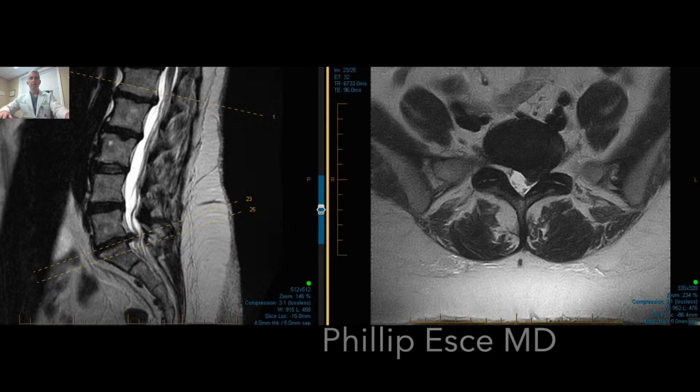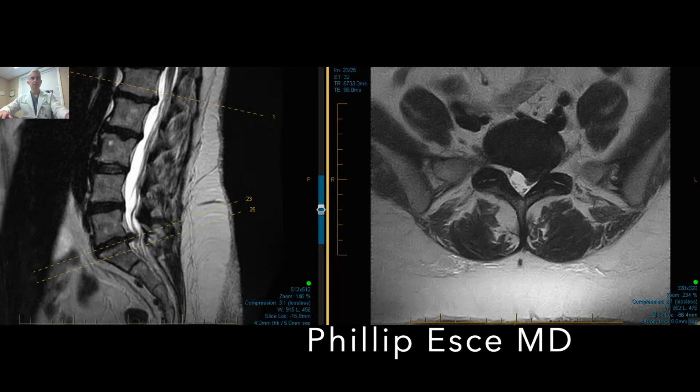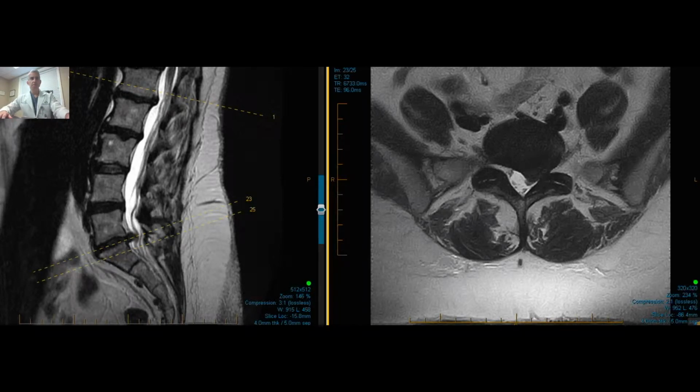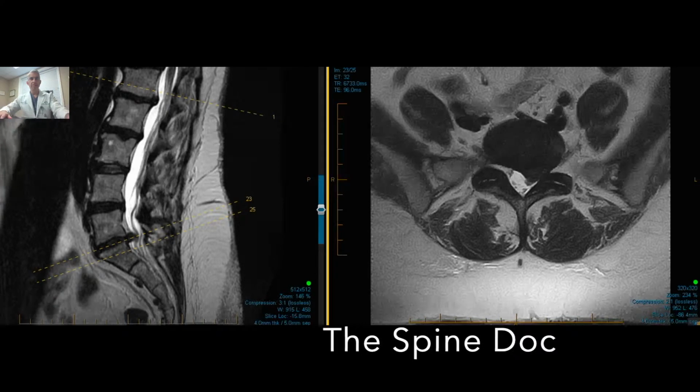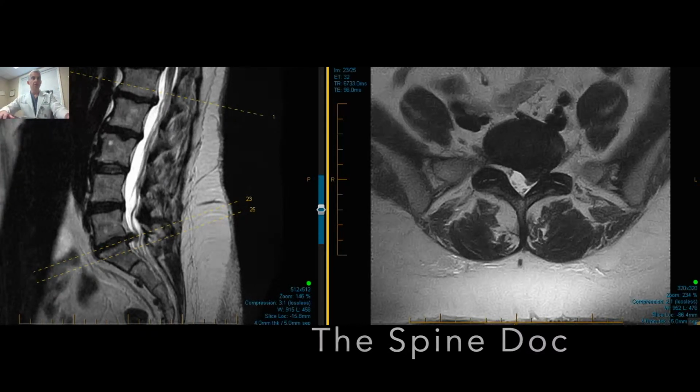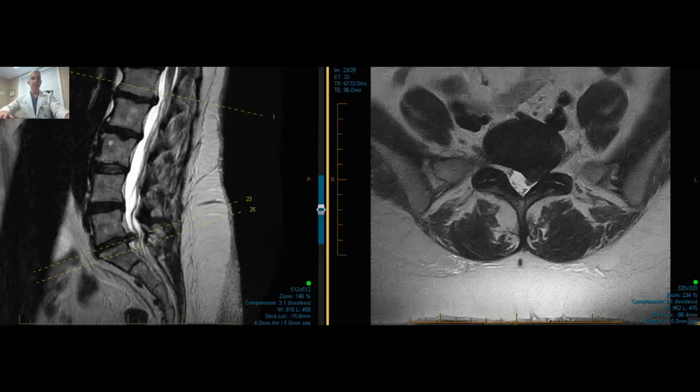Hello everyone. I'd like to go over an example of a herniated disc. This would be in the lumbar spine, typically presenting with low back pain in your low back. I'll go over what the patient's symptoms are, and of course we'll do a nice video here of the MRI findings.